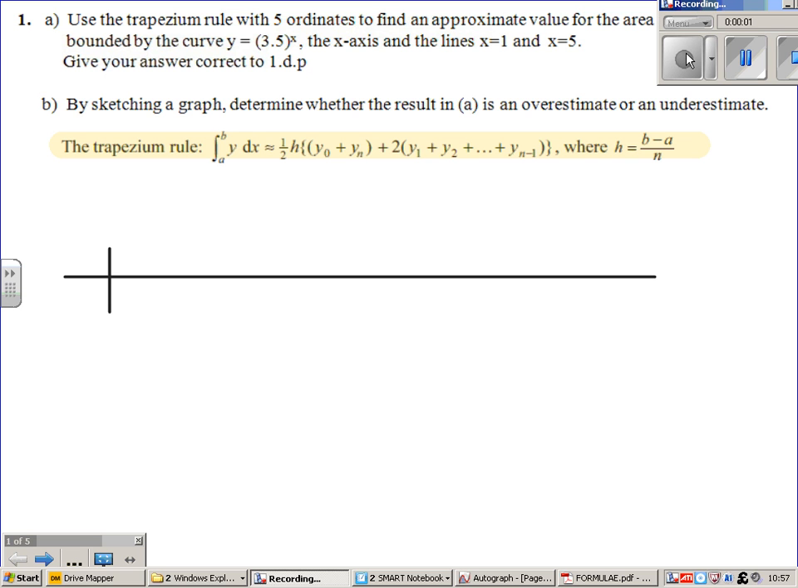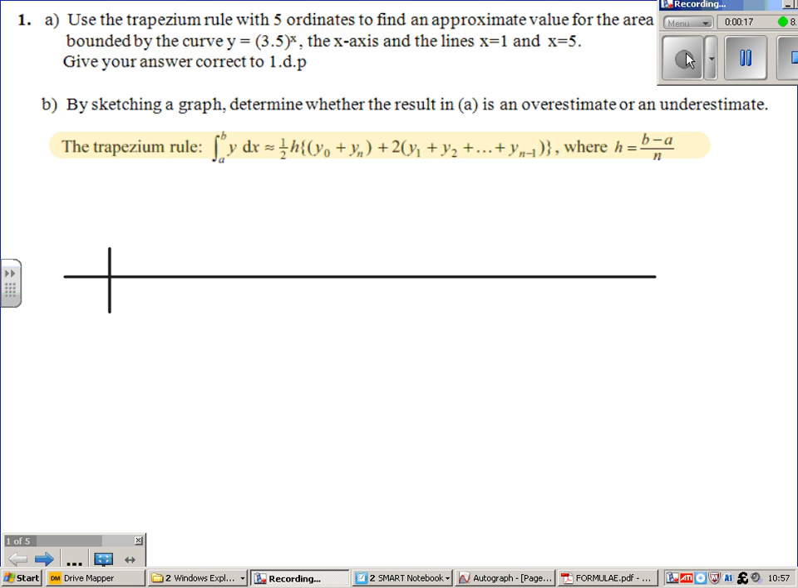Question 1a here on review sheet F. We've got to use a trapezium rule with 5 ordinates to find an approximate value for the area bounded by the curve y equals 3.5 to the power x, the x-axis along with the lines x equals 1 and x equals 5. And then don't forget at the end you've got to give your answer to one decimal place.